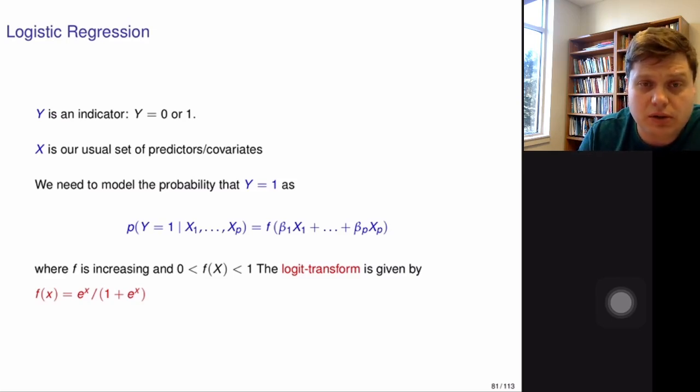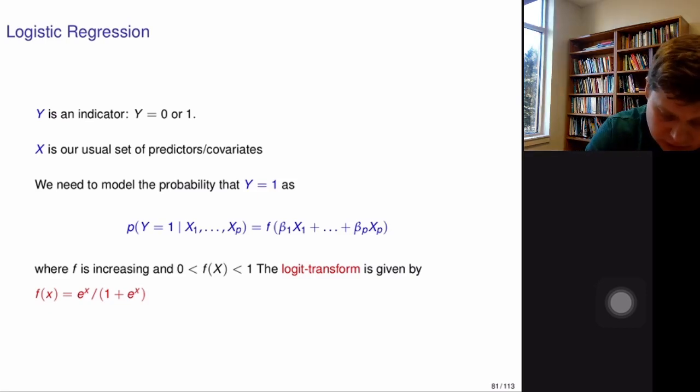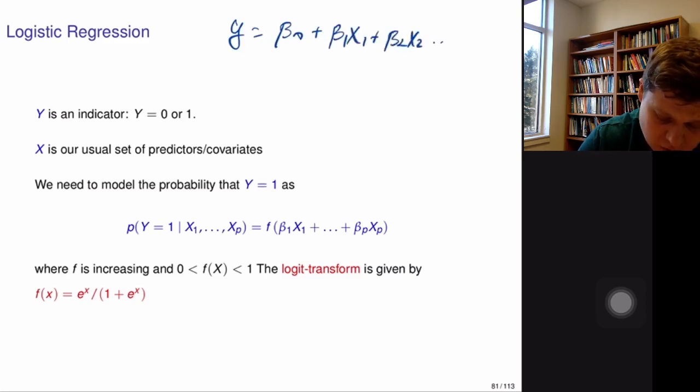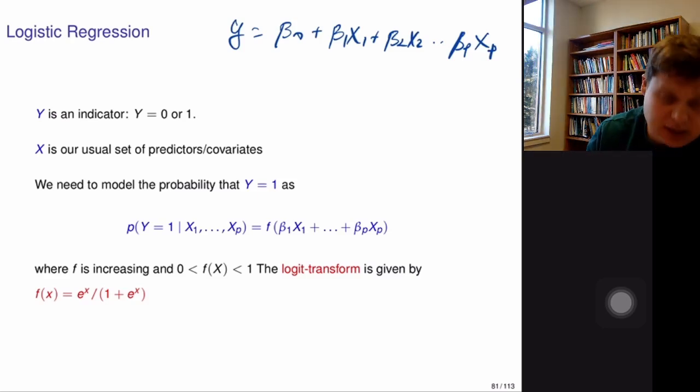And we need to model that probability y equals 1 given the predictors. So what we need here, let's start with that. If we write something like this, y equals beta 0 plus beta 1 x1 plus beta 2 x2 all the way to beta p xp, that's not really going to work.